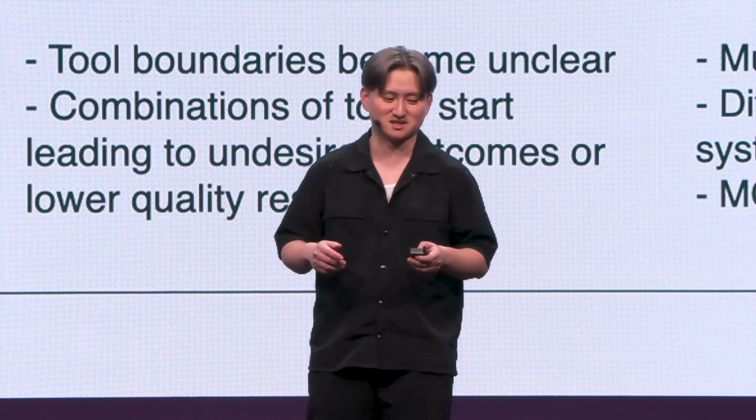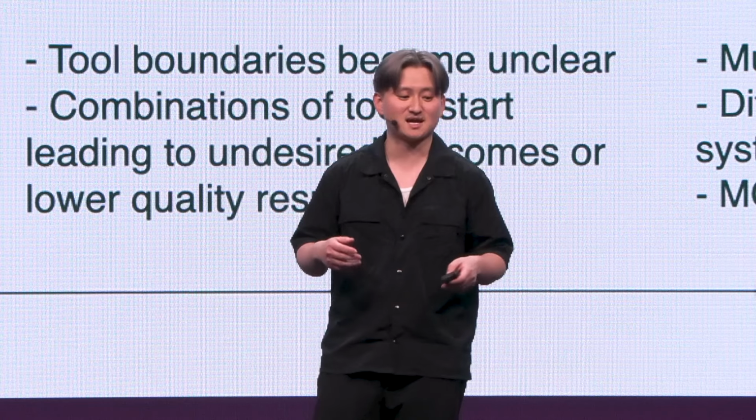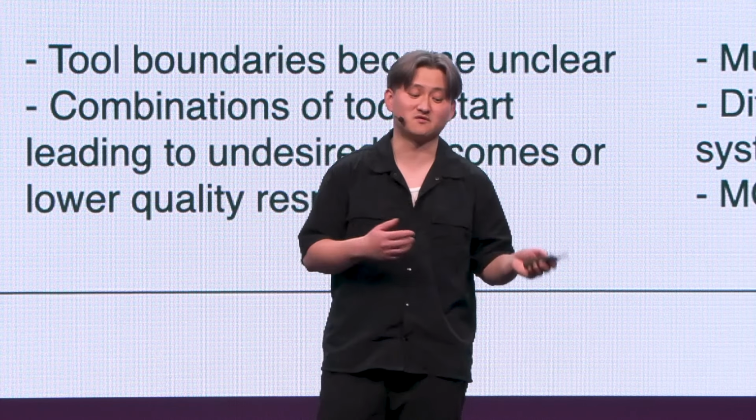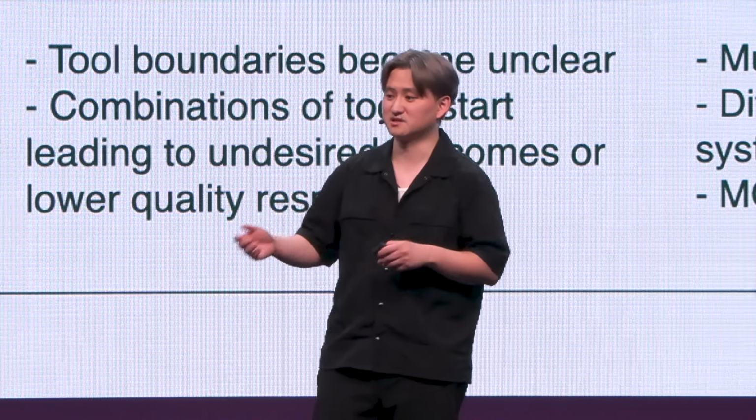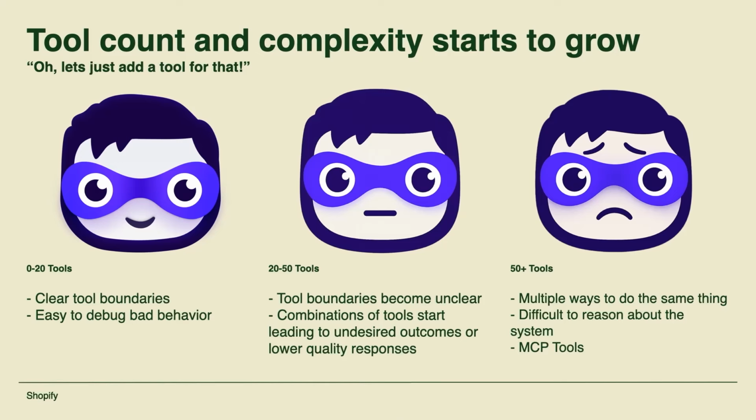Then we started to notice when we had way too many tools, Sidekick, the LLM, would start to confuse the responsibilities of the different tools. It would start to misuse the instructions that we had in the system prompt across the tools, and in general, it lowered the quality of the responses. And you can imagine this problem being further exacerbated the more tools we prototyped within Sidekick.